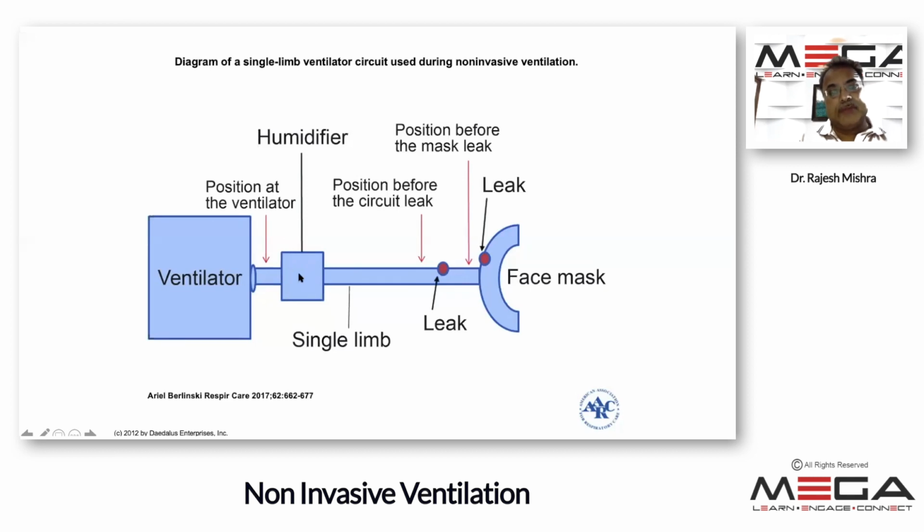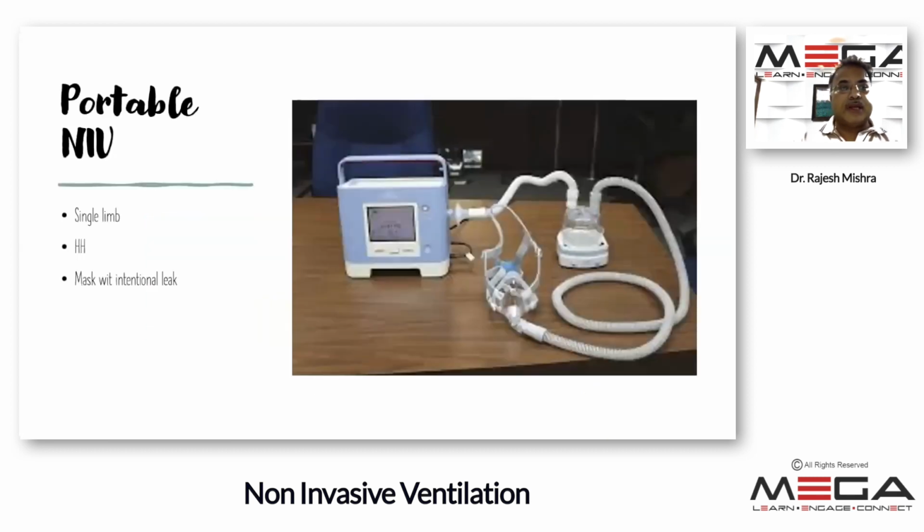So we have to always remember that whether we are using single limb or double limb, humidification is a must. This single limb has a leak for expiration, and whenever we are putting on a face mask, we should always remember to use a face mask which has a leak. Otherwise, the patient will only inspire and will not expire, and the patient can die because of that.